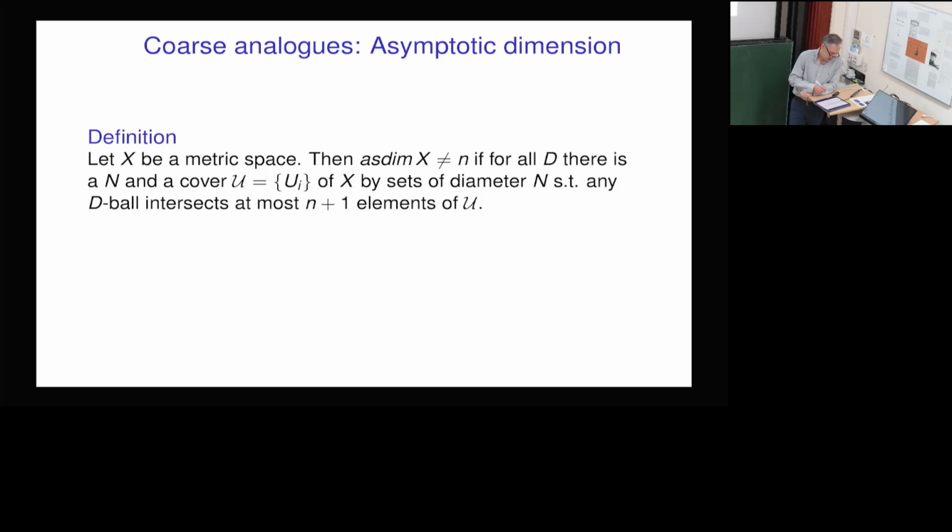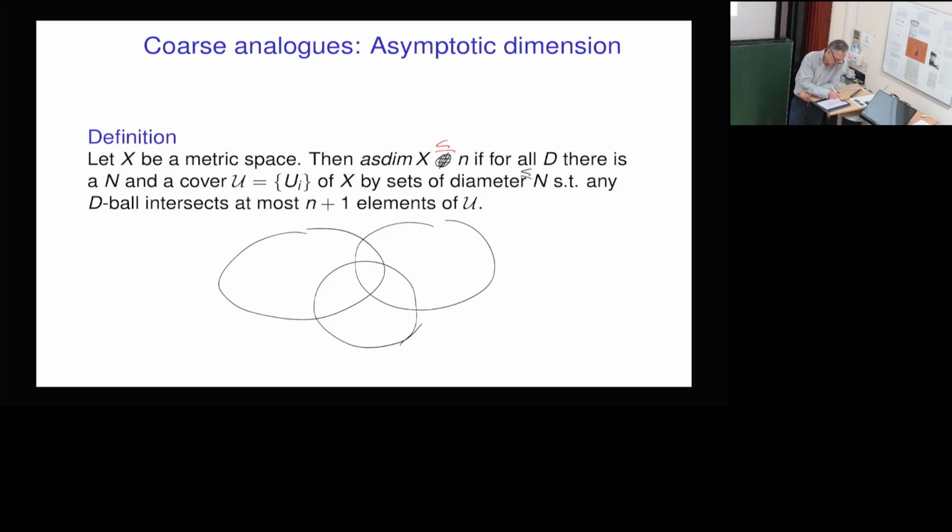This is similar to our definition of width via covers. The asymptotic dimension is less or equal to n if for every d there is a cover such that the sets have diameter less or equal to some bound, so the diameter is bounded, and any d-ball intersects at most n plus 1 of the sets. So this is the Urysohn-type condition here.